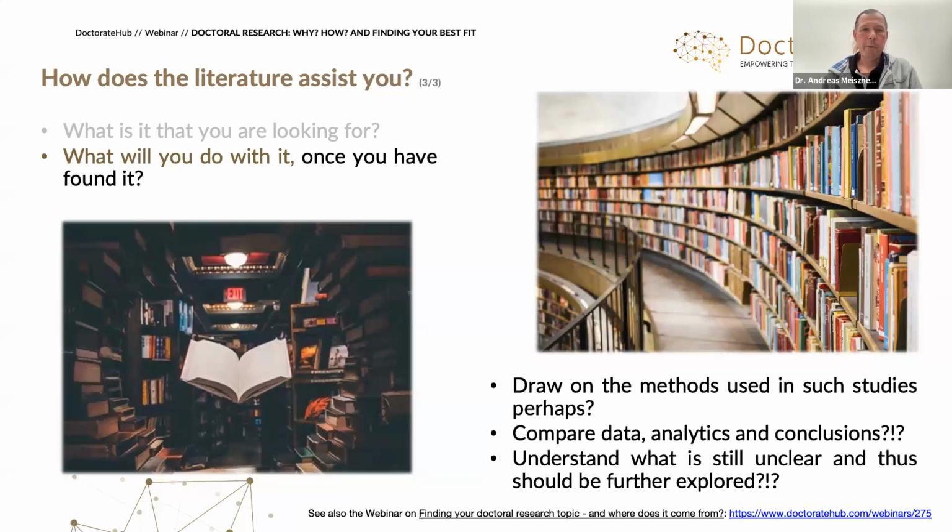Now, what will you do with literature? Well, you draw on the methods that are used in such studies, I would argue, for the start. And this is not a copy-paste thing, yeah. So don't mistake drawing on the literature with plagiarism or anything like that. It just means you build on studies that have been carried out and you compare data, analytics, and conclusions, not only the last, but also the data and analytics with what you are doing or intend to do. And you understand what is still unclear and thus should be further explored by you.